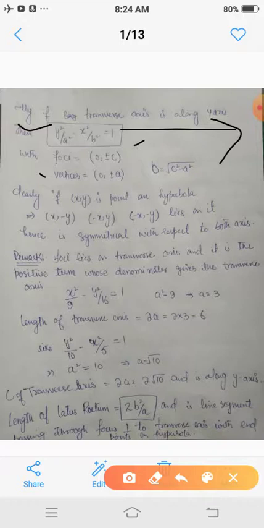Because symmetric means that if (x, y) is a point, then if (minus x, y) is also on the curve, it is symmetric about the y-axis. Now if (x, y) is a point on it such that (x, minus y) also lies on the given curve, then we say that it is symmetric about the x-axis. That's why we simply say that these two hyperbolas are symmetric with respect to both the axes.